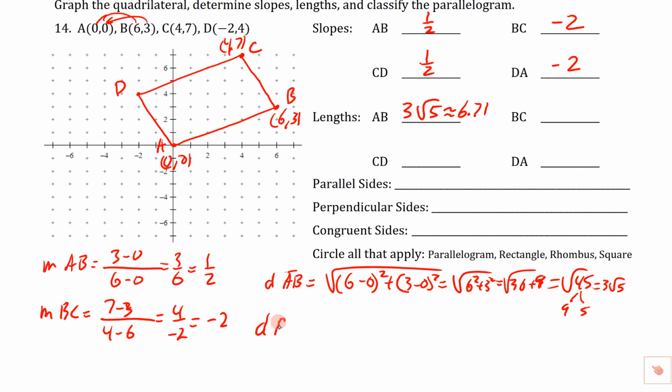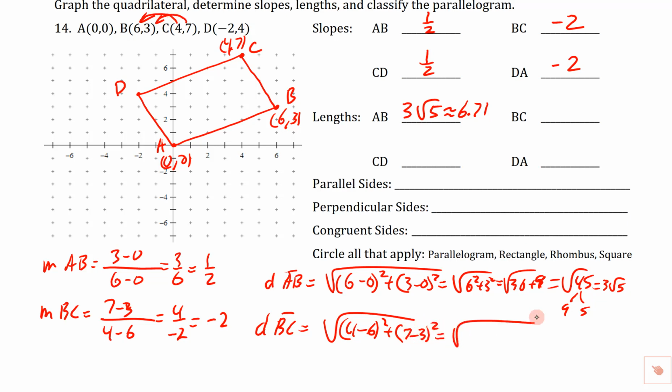Now I'm going to do BC here. So the distance from B to C. So again, let me erase these right here. I'm going to do x2 minus x1. So we'll line those up right there. 4 minus 6, quantity squared. And then we'll do y2 minus y1. So that's 7 minus 3, quantity squared.